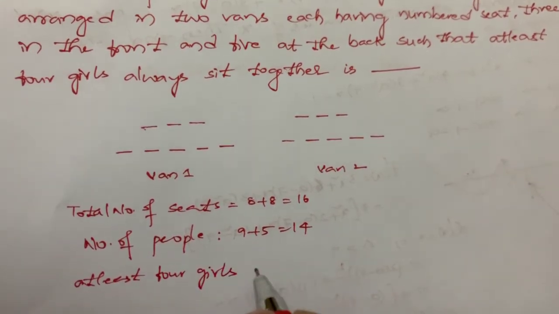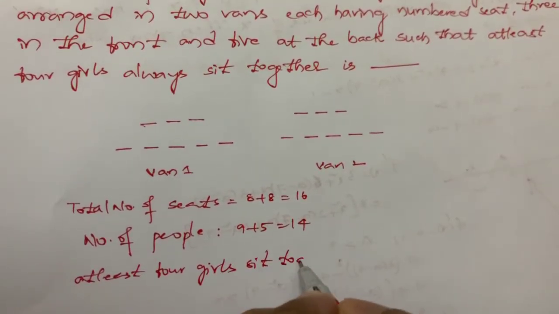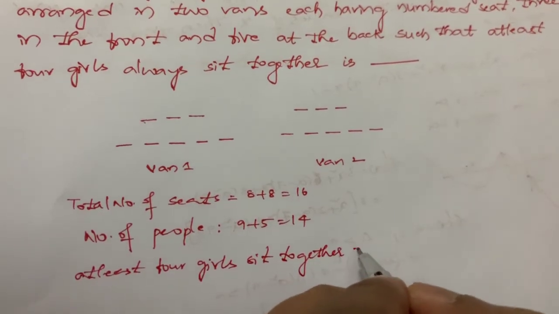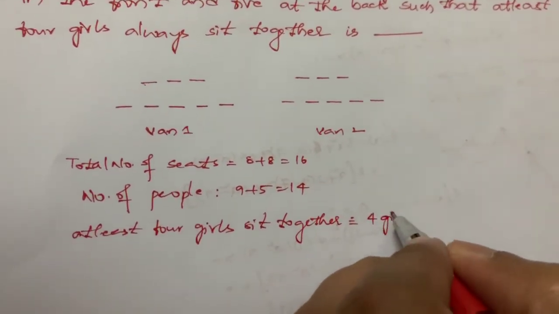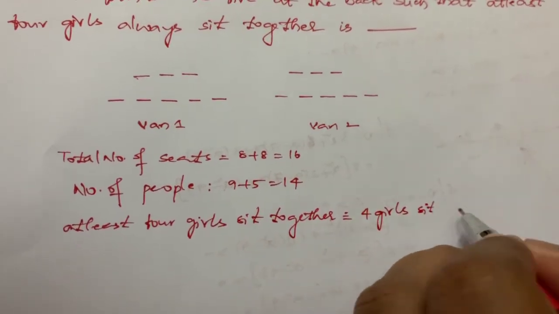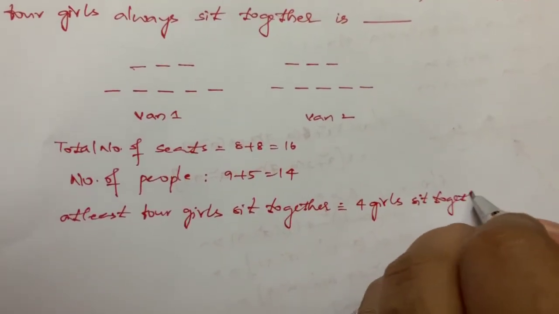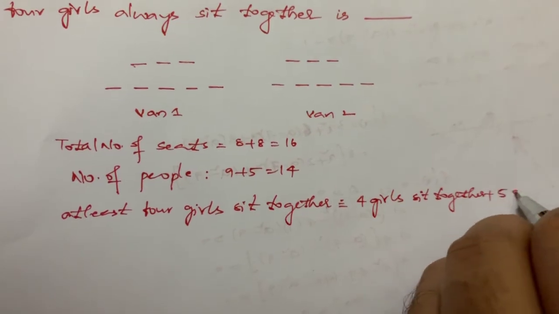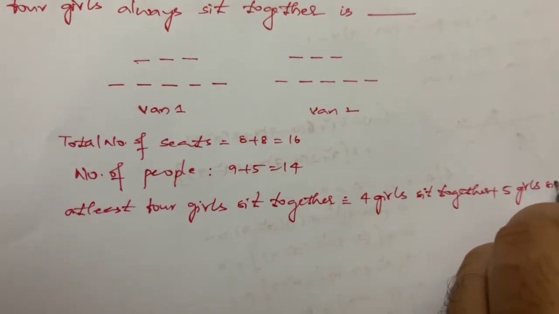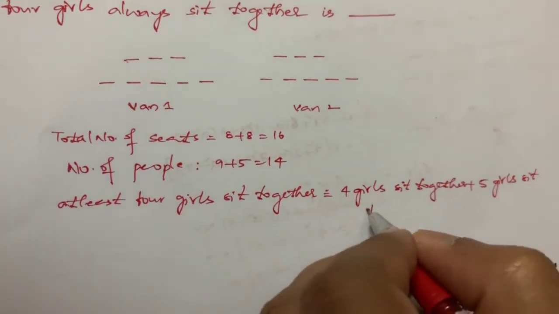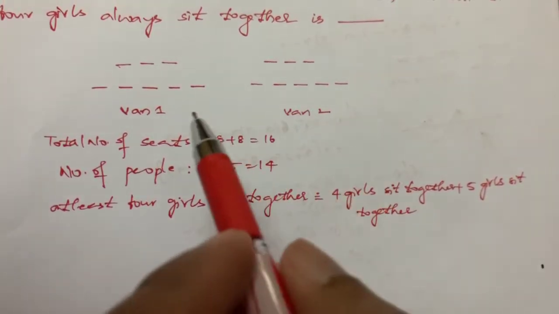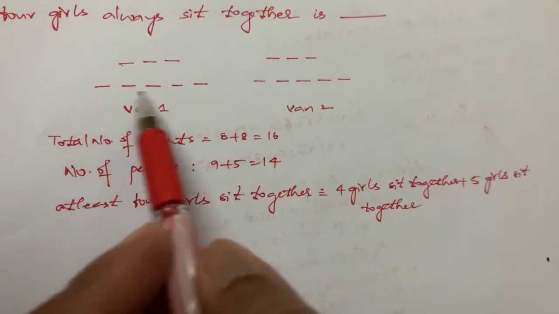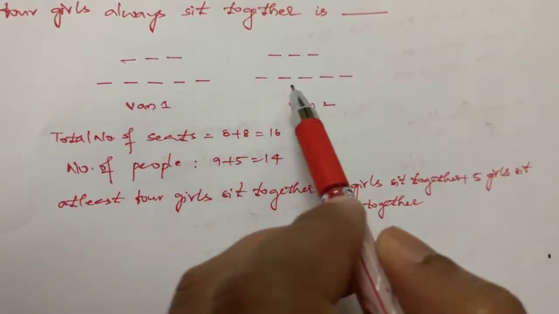At least 4 girls sit together is nothing but 4 girls sit together plus 5 girls sit together, right? 5 girls sit together is very easy, because all 5 girls have to be placed in the back row of any one of the vans.